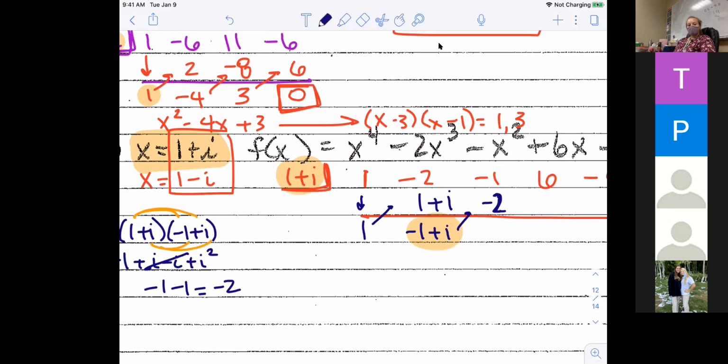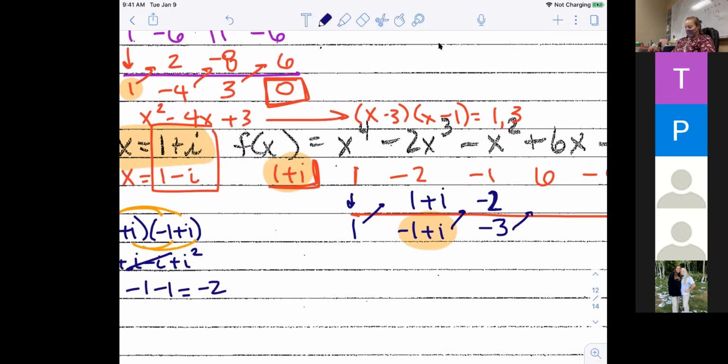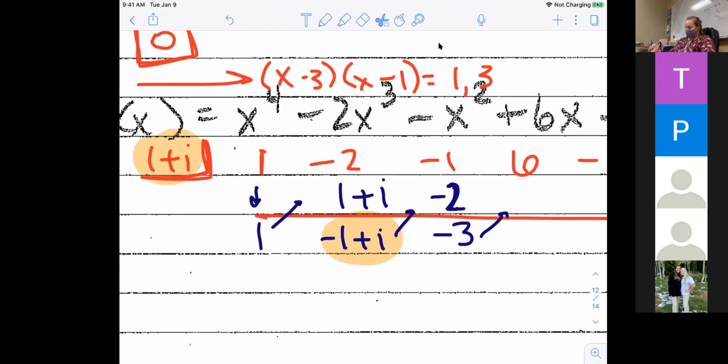Okay, -1 minus 2 is -3. Multiply again. We multiplied -3 times 1 plus i. So I've got -3 minus 3i. 6 minus 3 is 3. Carry that minus 3i down.